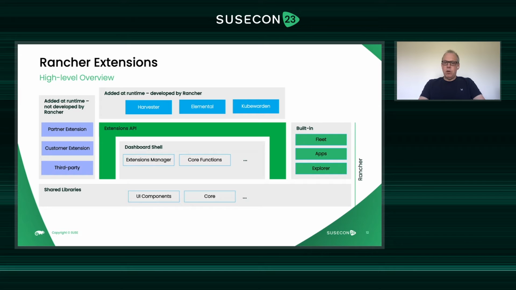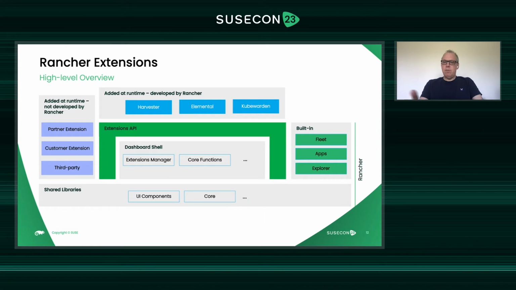We are refactoring Rancher to have a number of shared libraries. UI components, kind of an obvious one, right? We are factoring out our component library so other people can use it if they wish to get the same sort of look and feel. We obviously have some core functionality that needs to be there, some core libraries people might want to use, and I'm sure there will be others.